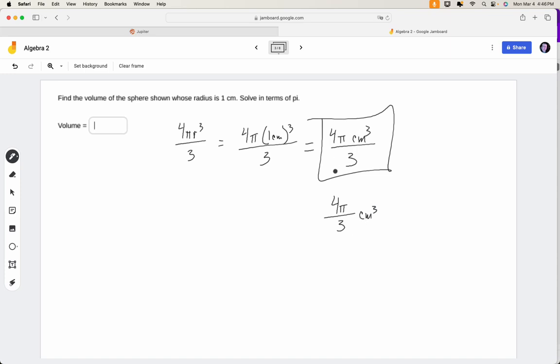But if you had put it in like that, if the system marked it wrong, I would mark it right. You could also do the decimal, which is 4.19 centimeters cubed pi, potentially. As per usual, don't worry about the decimal. If it doesn't divide evenly, just leave it in fraction form and it should be fine.